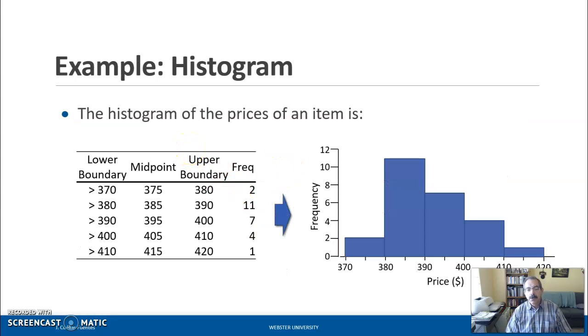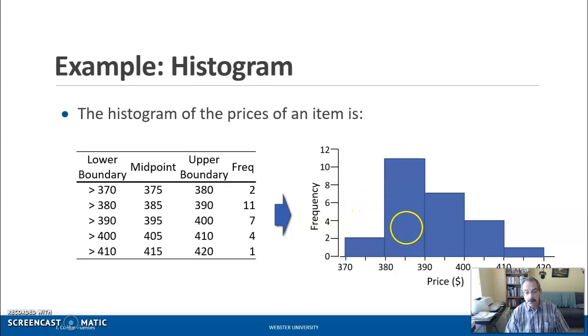Going back to the example that we talked about in the previous segment about the prices of an item, if you recall, we produced the frequency distribution for the data that we had there on the prices of an item. So what we do in the histogram, we take these lower and upper boundary values, and we put them on the horizontal axis. Here, this is the lower boundary, and this is the upper boundary.